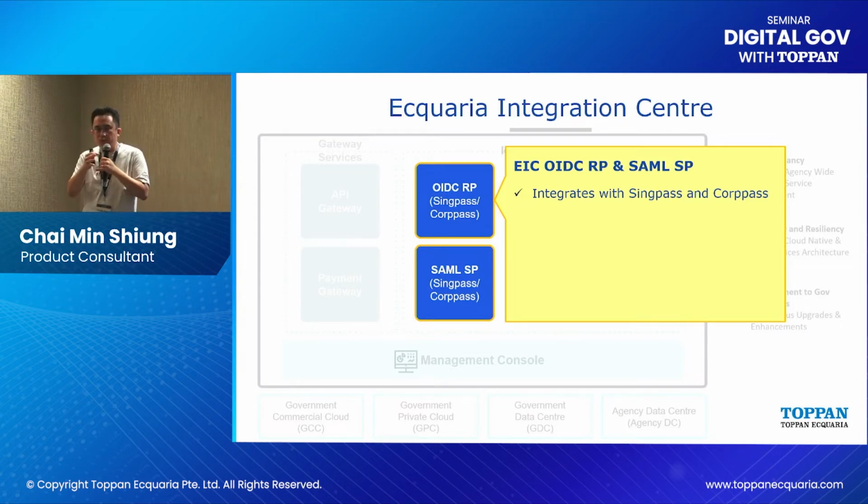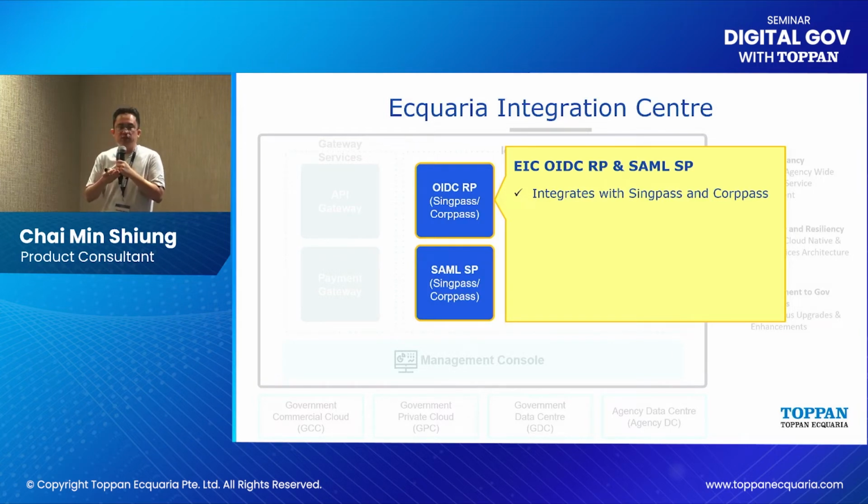Then you may ask, why migrate? Because the SAML SP also allows you to do your authentication with SingPass and Compass. But OIDC RP over here supports new capabilities such as automated signing. It also supports encryption key rotation using your JWKS, or essentially your JSON web key set. And also supports single sign-on.